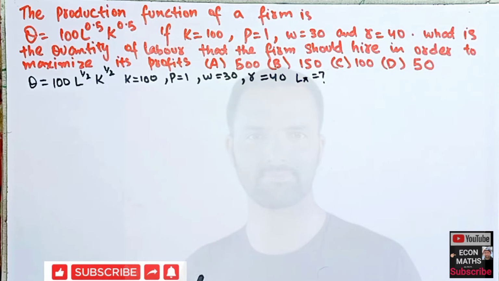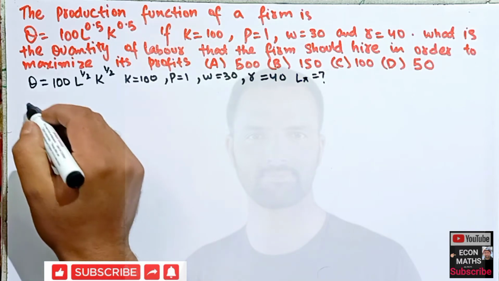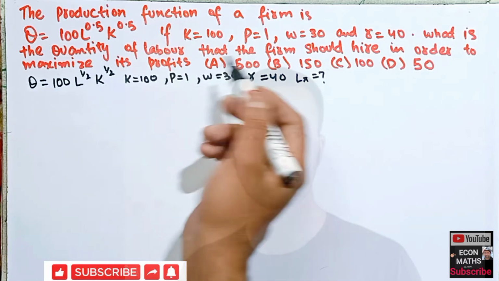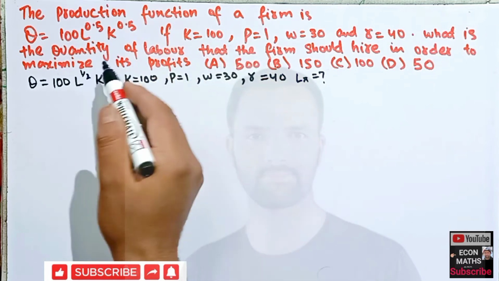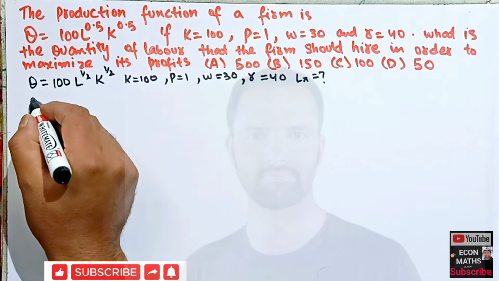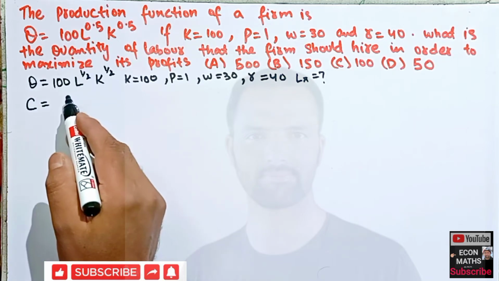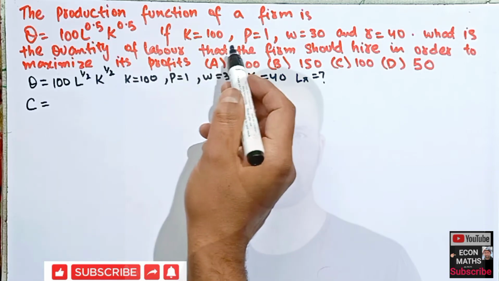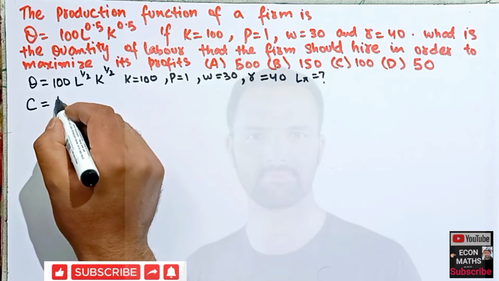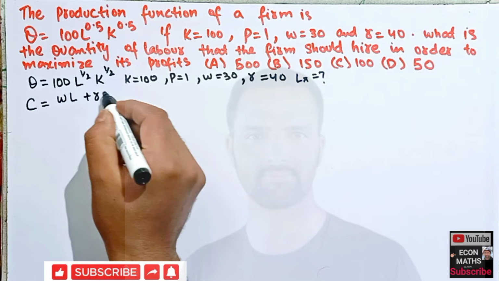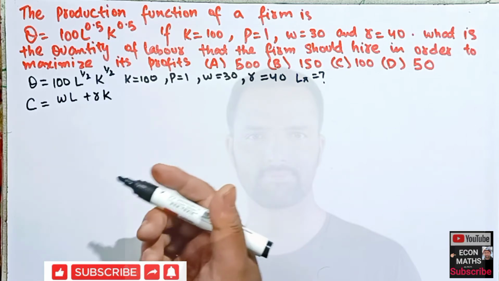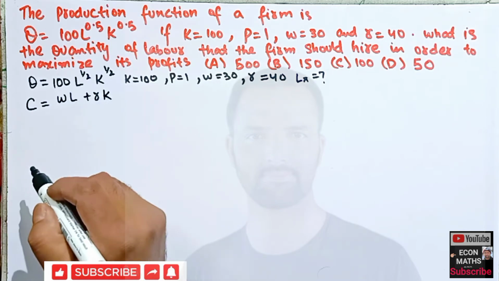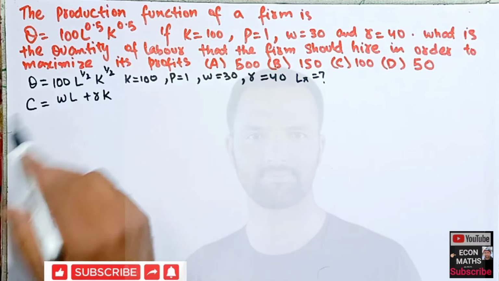So how do we solve this question? We have the production function, and our cost will be like this. C is equal to, I can write it like this, first, WL plus RK, writing it in the general form. That means wage rate into number of laborers plus rental rate of capital and number of units of capital. This is our cost constraint here.